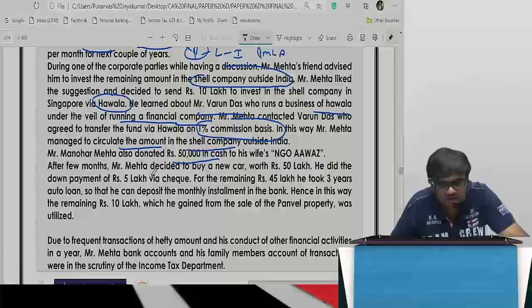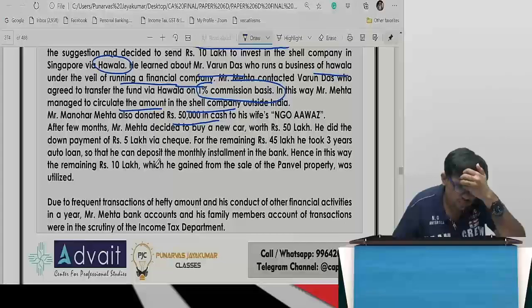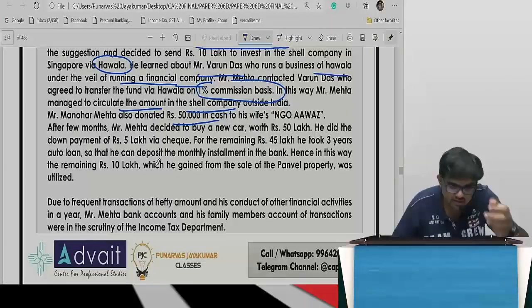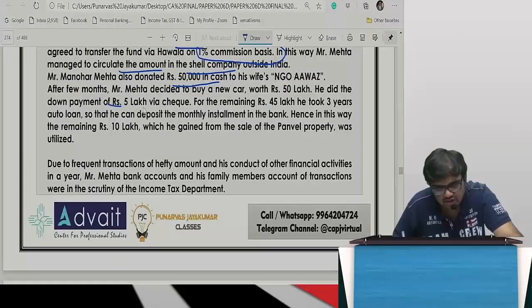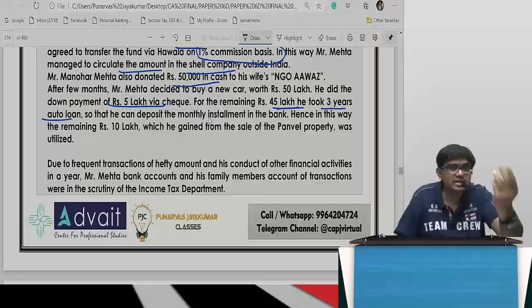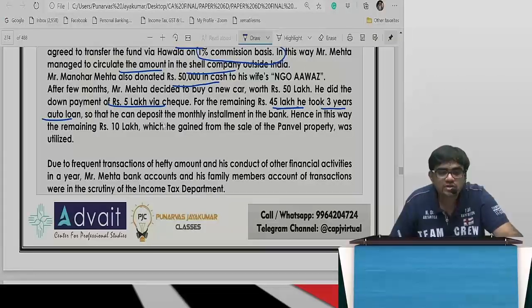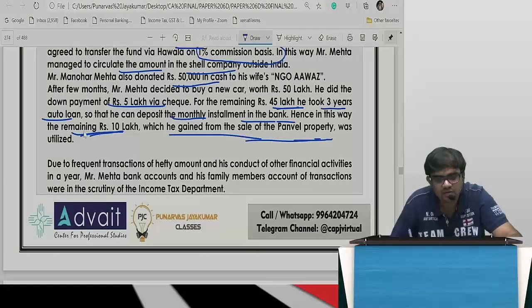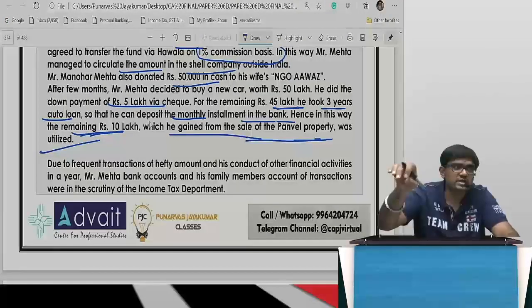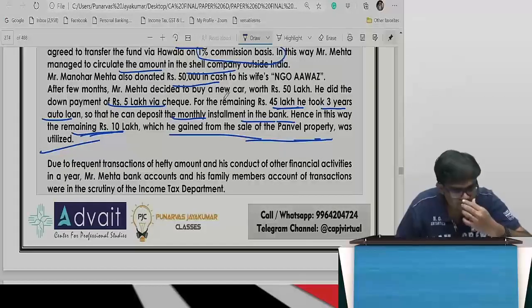After a few months, Mehta decided to buy a new car worth 50 lakh rupees. He made the down payment of 5 lakh via check, and for the remaining 45 lakh he took a 3 year auto loan. He had money, but took the auto loan just so he could deposit the monthly installment in the bank. This way, the remaining 10 lakh, which he gained from the Panvel property, was also utilized. He started depositing money for the auto loan.